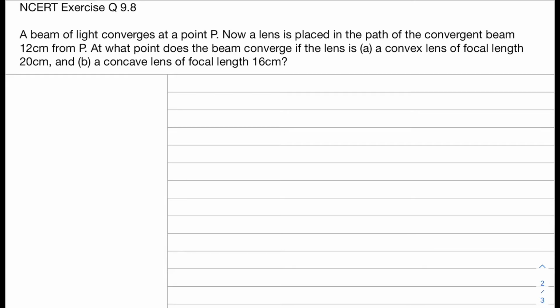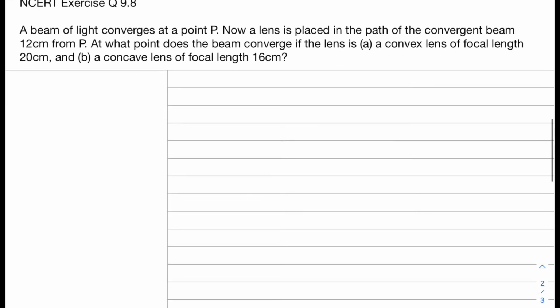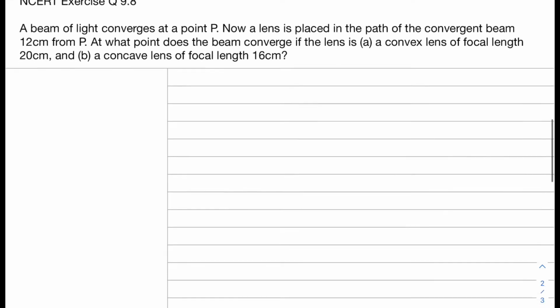So we have two questions. Let's solve the first one. So just look at the question. A beam of light converges at a point P. That means the beam of light is converging. You can know that this should be the type of the beam. It should be the converging beam. So it's a converging beam. Usually if you have a real object, you will have a diverging beam. So here it means it would be a virtual object for sure.